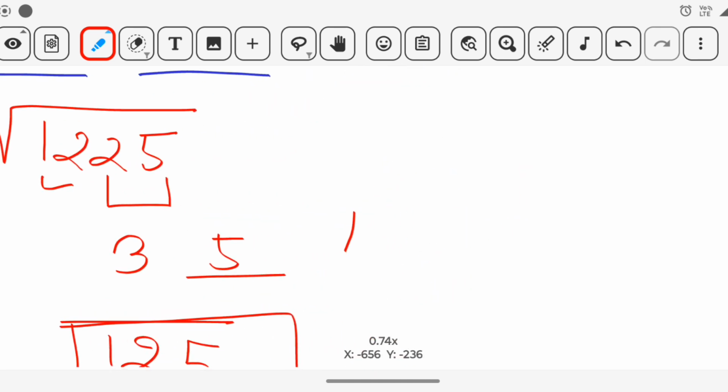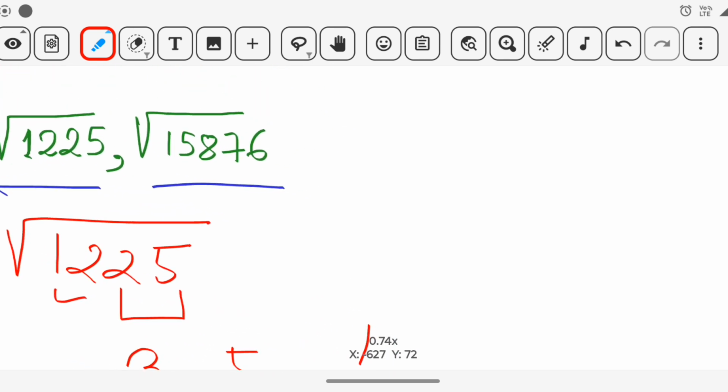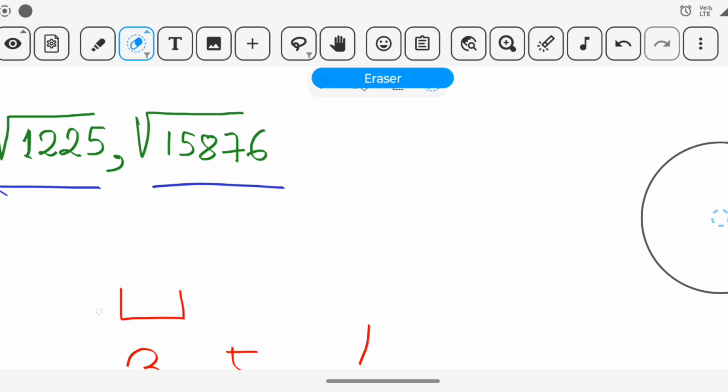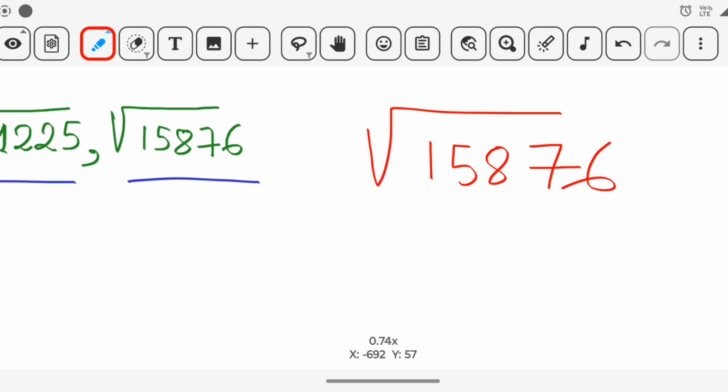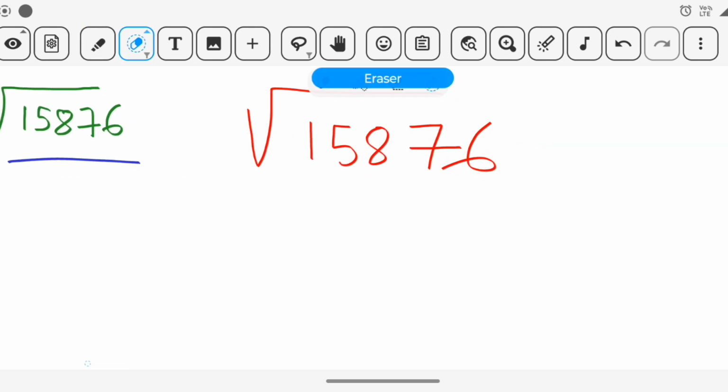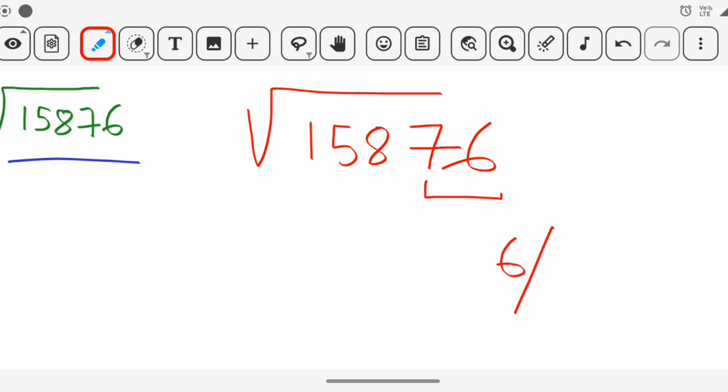Easy. Now next is 15876. Clean it up. Sorry. This is 15876. So let's clean it up. Yes. So this is the face. 76. So 6. So we have 6 square is 36 and 4 square is 16. So 6 is also there. So 6 and 4, anything.